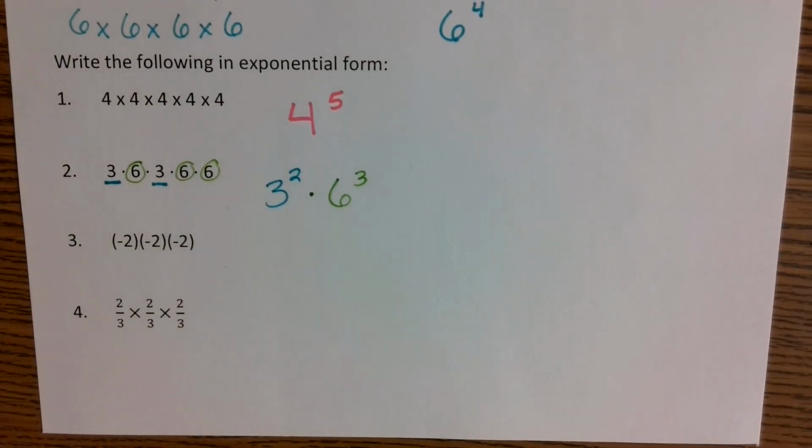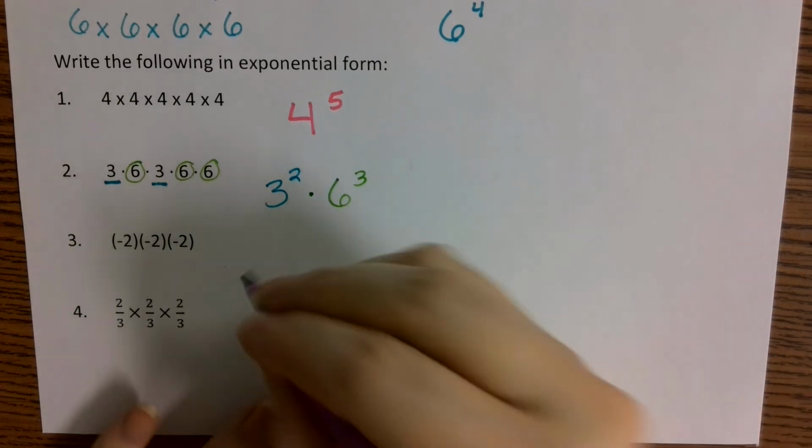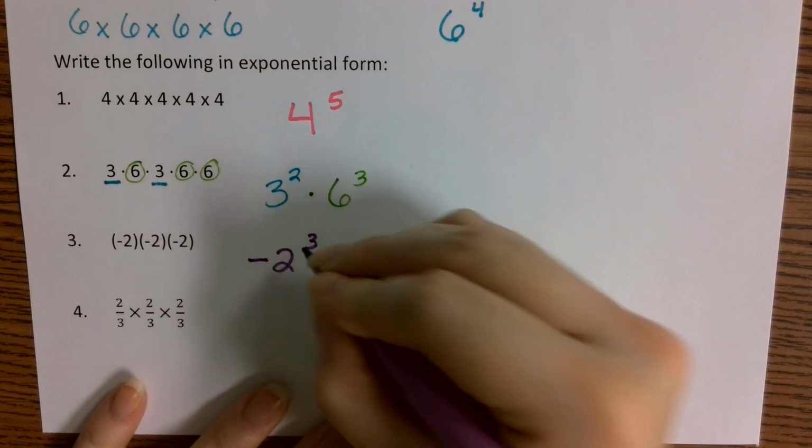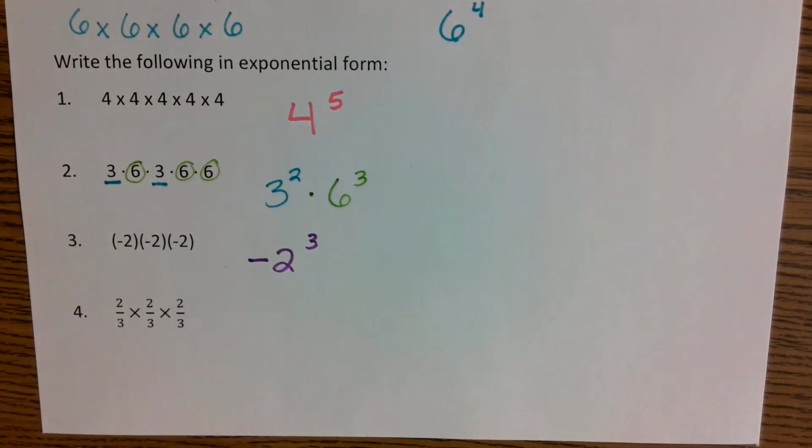What about for problem number 3? Who can tell me how they wrote number 3? Alex. So you wrote it like this, -2 cubed? Why did you put parentheses around it? Anybody else put parentheses around theirs? Raise your hand if you didn't put parentheses around it. Okay, so you do need to put parentheses around them.